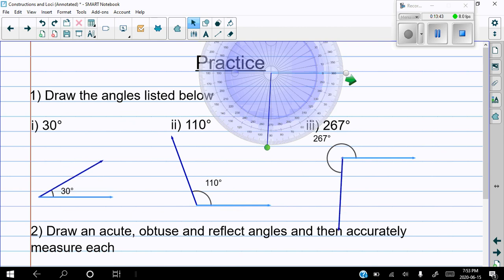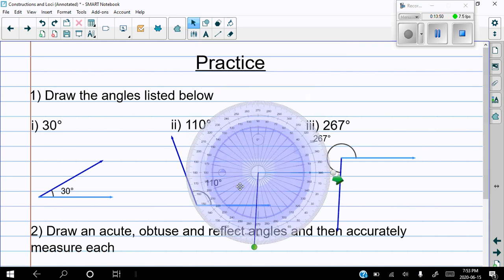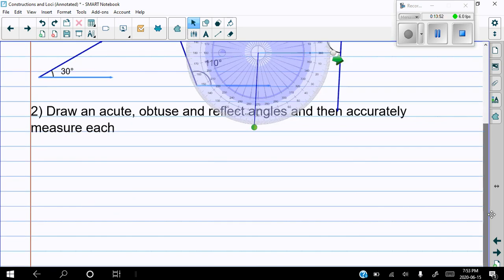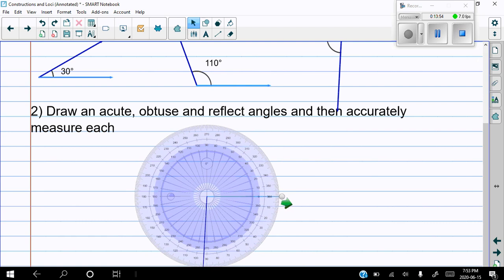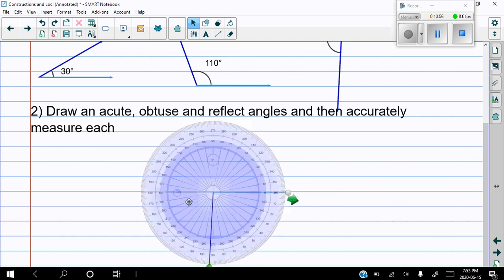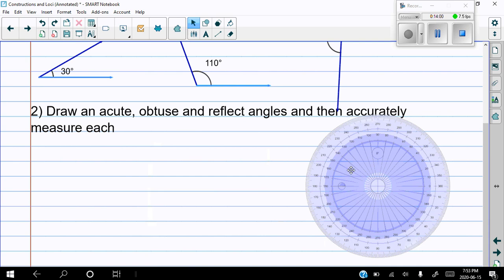So we can talk about another date. We can talk about what types of angles these are, right? Being reflex, obtuse, and acute, which we will do right now. Here we want to draw an acute, an obtuse, and a reflex, and then measure each. We just did them up above. Our first one I want to draw is our acute.